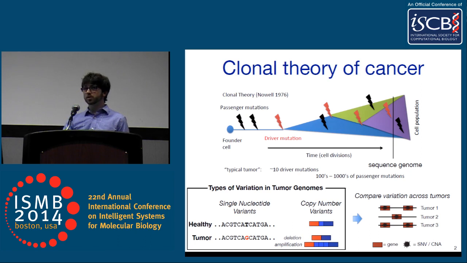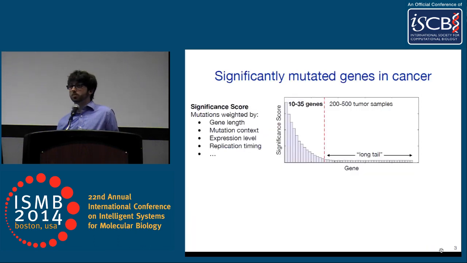And so if you've never looked at this problem before, your first thought is to probably look for the genes that have the most mutations or the most significant mutations. And so this is in fact what many researchers have spent time doing, and they developed sophisticated statistical significance scores where for a given gene you can weight the mutations by, say, gene length, mutation context, or other attributes.